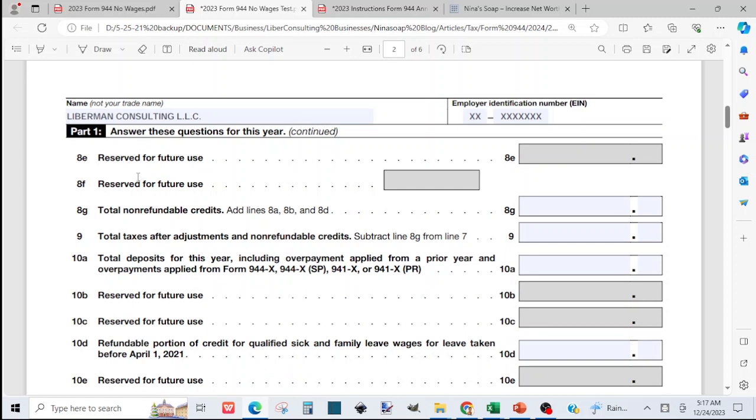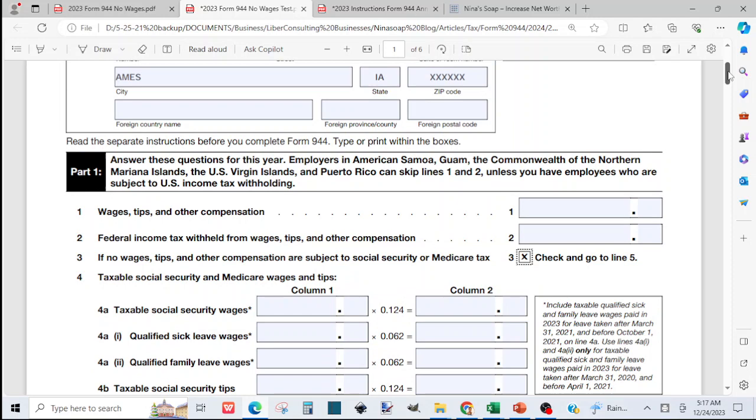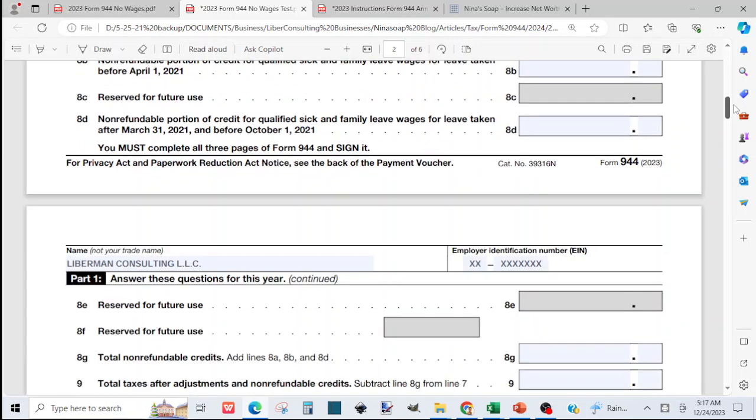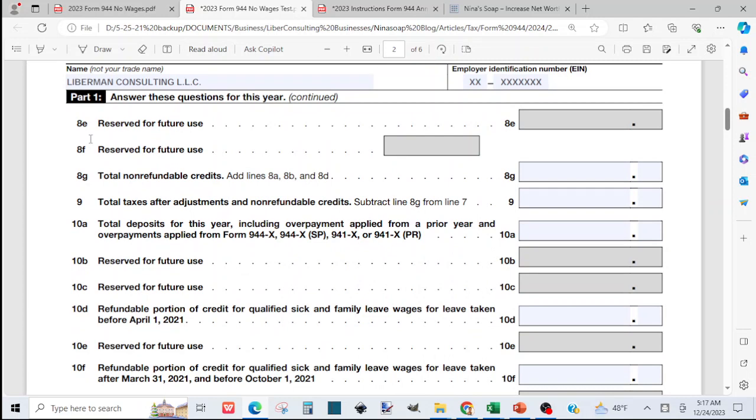On page 2, you make sure you enter your business name. We'll enter Liberman Consulting L.L.C. and the business EIN number, and you enter that information just like the way you have it on the first page. Part 1, line 8E, line 8F, line 8G, total non-refundable credit. They are the total of all non-refundable credit lines, and if yours are 0, you leave it blank.